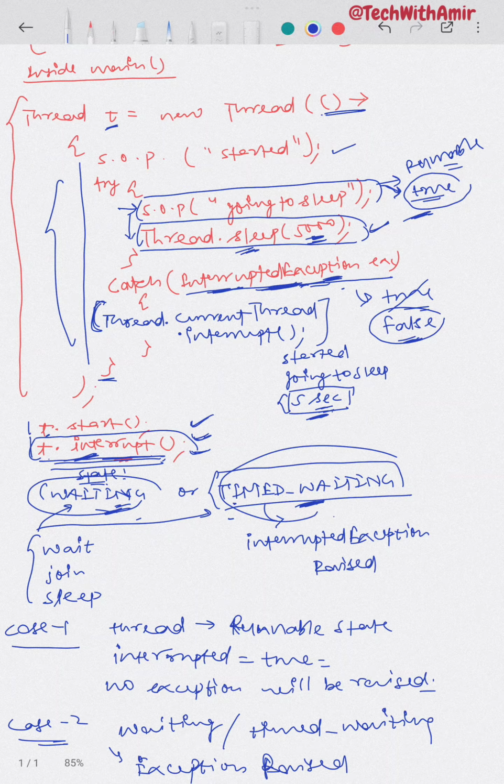If you don't write it, in normal scenarios it won't affect much, but in production scenarios it can affect you badly. So it is a very good practice to write this part of the code, Thread.currentThread().interrupt(), inside the catch block.